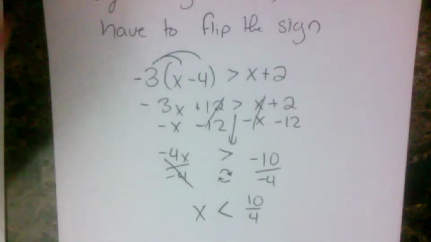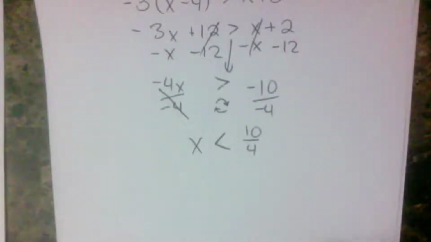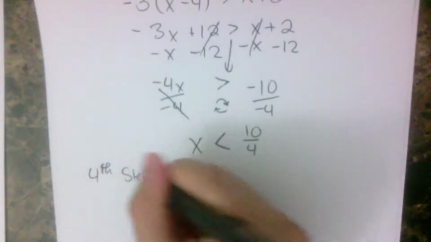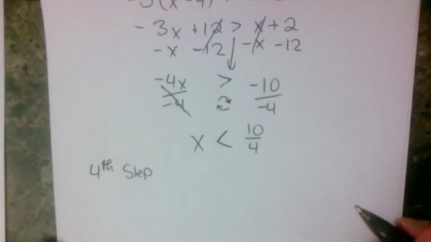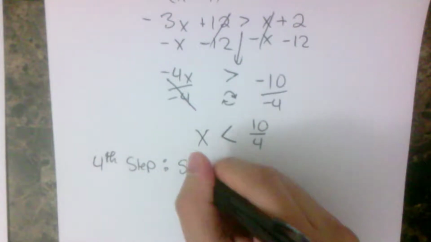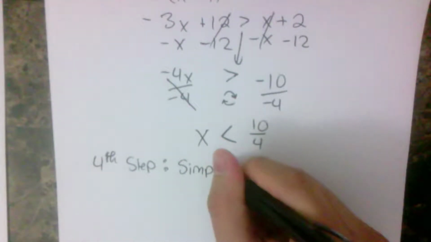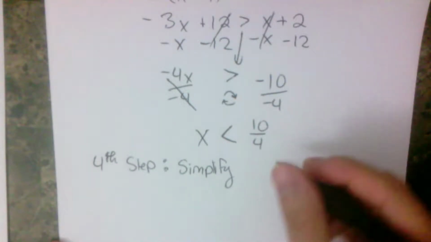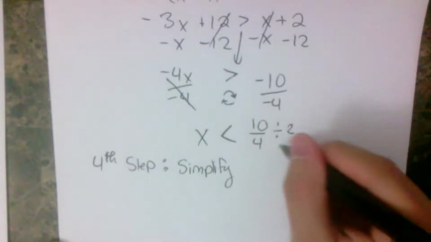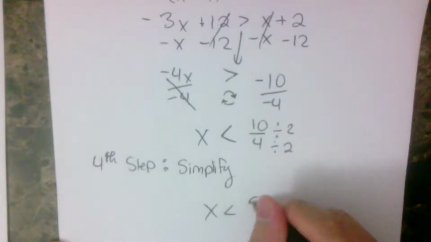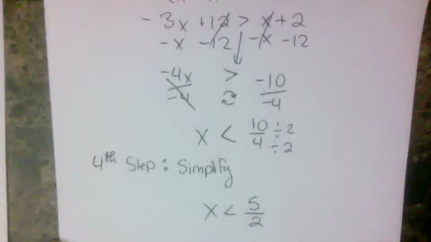And the last step here, I guess, if you want to add a fourth step. This step doesn't always come into play. Sometimes it'll just be simple and you don't really need to do anything. But if it's not simplified, go ahead and simplify. So 10 over 4, 2 goes into both 10 and 4. Let's divide both the top and the bottom by 2. 10 divided by 2 is 5, and 4 divided by 2 is 2.